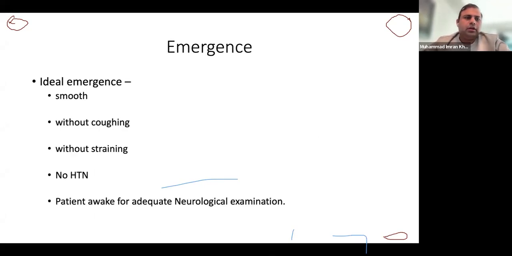Then after this comes the emergence. The ideal emergence for any craniotomy should be smooth, with avoidance of coughing, straining, and hypertension, and the patient should be awake enough so that an adequate neurological examination can be performed. For example, the patient should be responding to commands, moving all extremities on command, with adequate vision and cranial nerve assessment.